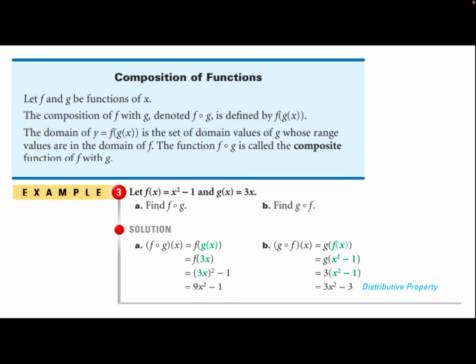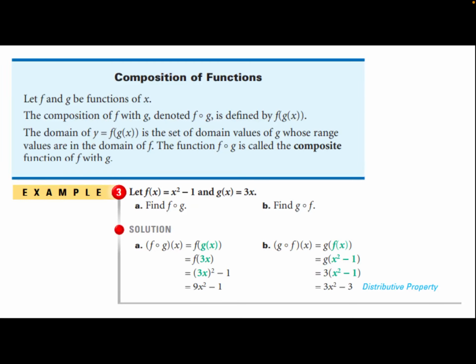Composition of functions. Let f and g be functions of x. The composition of f with g, denoted by f circle g, is defined by f of g of x. The domain of y equals f of g of x is a set of domain values of g whose range values are in the domain of f. The function f circle g is called the composite function of f with g.